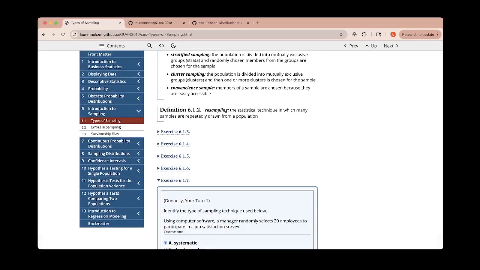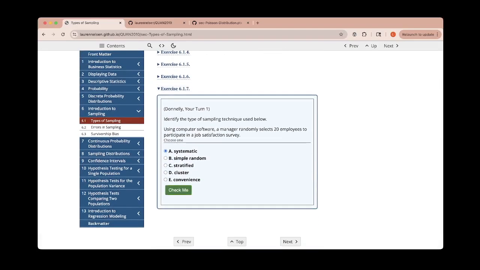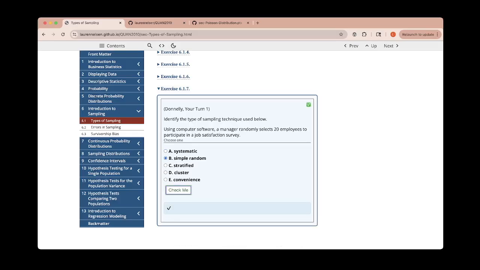And then lastly, number 7 is using computer software. A manager randomly selects 20 employees to participate in a job satisfaction survey. It doesn't give us any more information about how, and this sounds like a simple random sample.